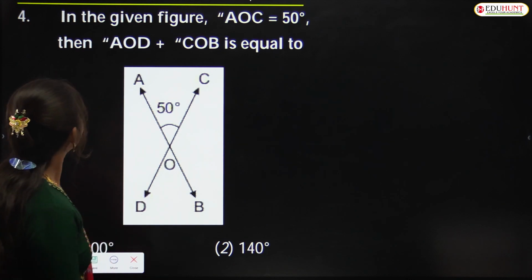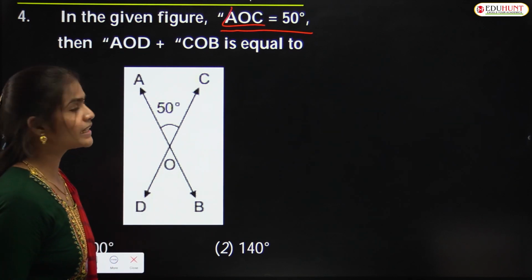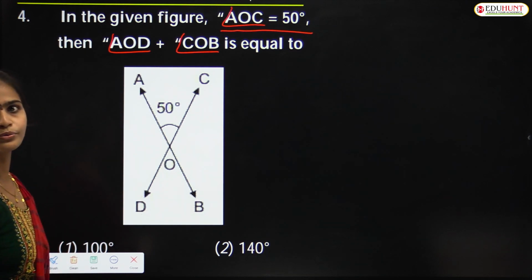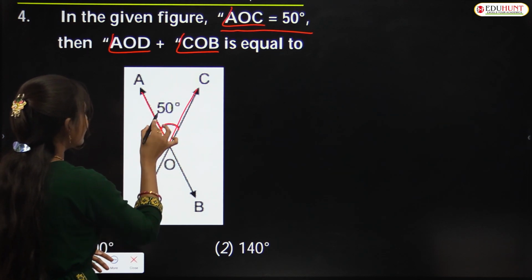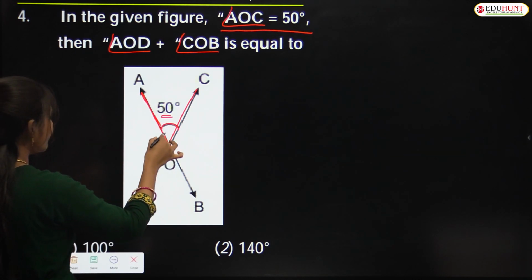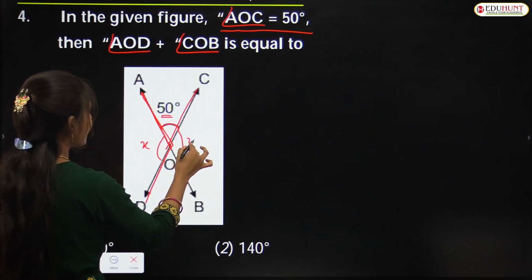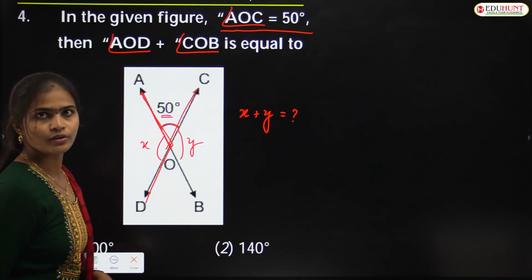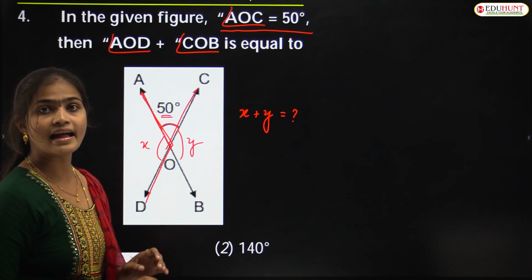So observe here. In the given figure, angle AOC is equal to 50 degrees, and then angle AOD plus angle COB is equal to what? They are asking for angle AOD, here's one angle, and COB, here another angle. They are asking for the x plus y value. I took x and y for an easier concept. So x plus y is the angle they are asking.